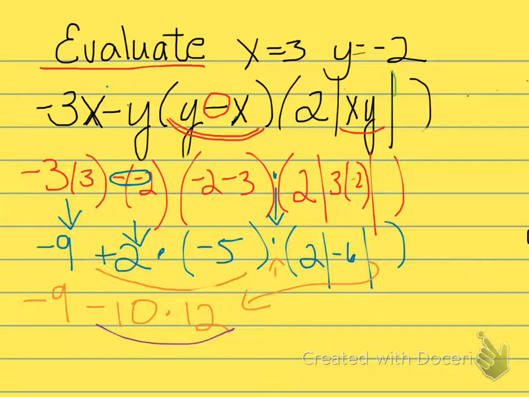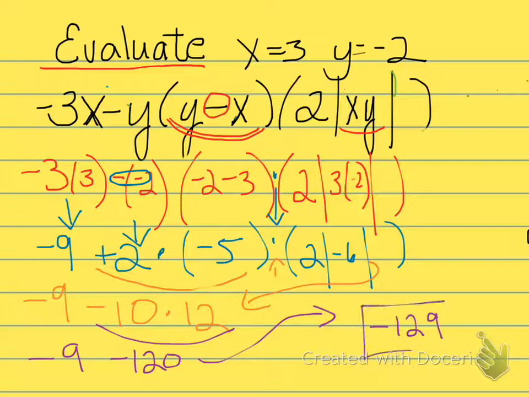Negative 10 times the 12 is negative 120. Bring down the negative 9 and negative 120. There's your subtraction, or in this case, same sign, sum, addition. Negative 129 was the answer to our Paris, France challenge. And then we moved on, right?